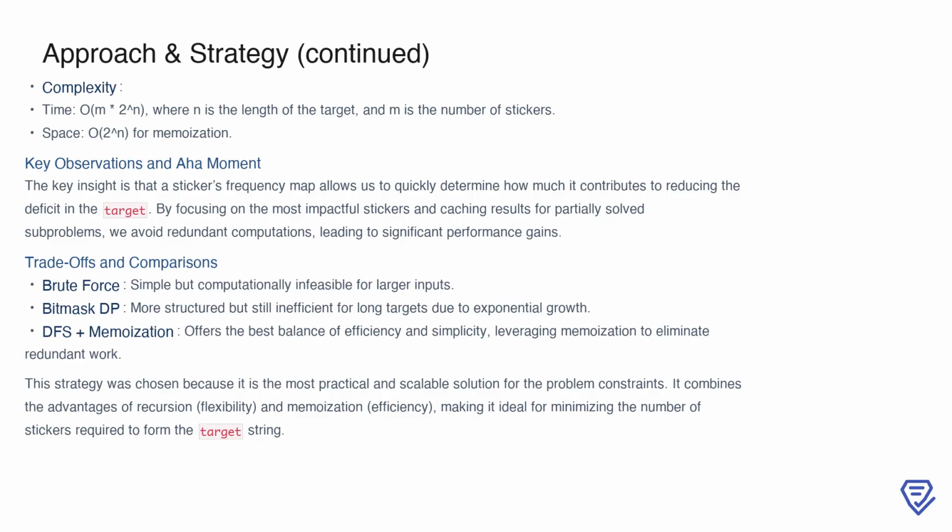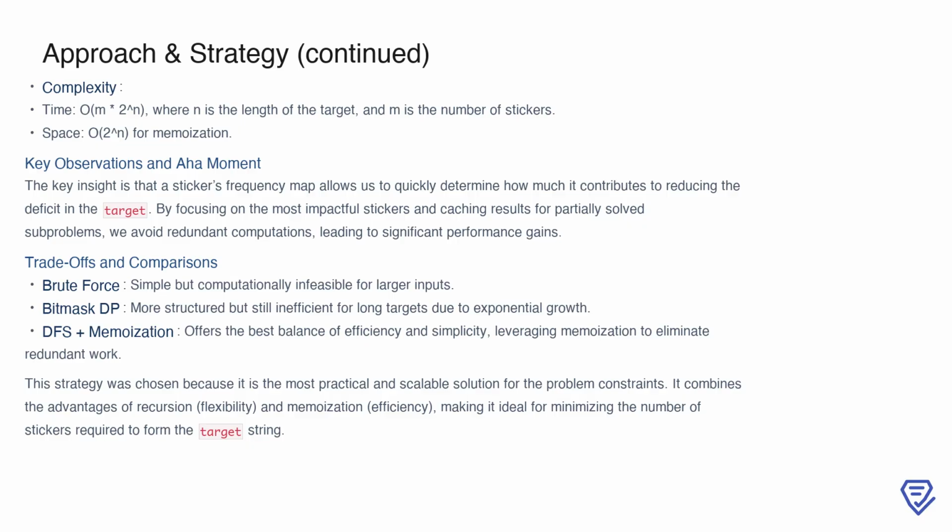The key insight that drives this efficiency is the frequency map of each sticker, which allows us to quickly assess how much a sticker contributes to reducing the deficit in the target. By focusing on the most impactful stickers and caching results for partially solved subproblems, we avoid redundant computations and achieve significant performance gains.